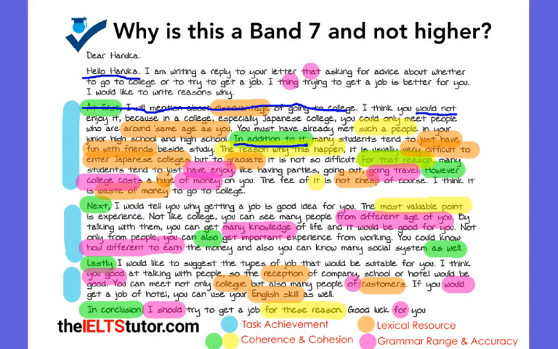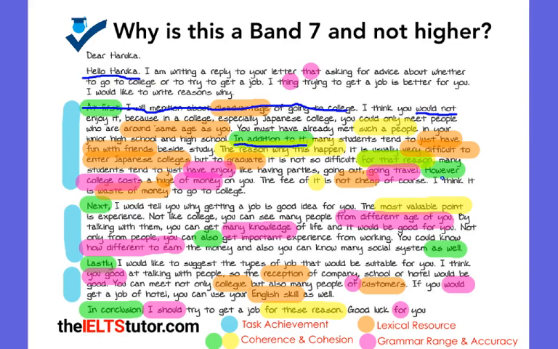The reason why this happens, it is usually very difficult to enter Japanese colleges, but to graduate it is not so difficult. Okay, that's another point that the writer is trying to make about why they think college is not a good idea. For that reason, many students tend to just enjoy, like having parties, going out, going travel. Okay. However, college costs a huge of money on you. The fee of it is not cheap, of course. I think it is waste of money to go to college.